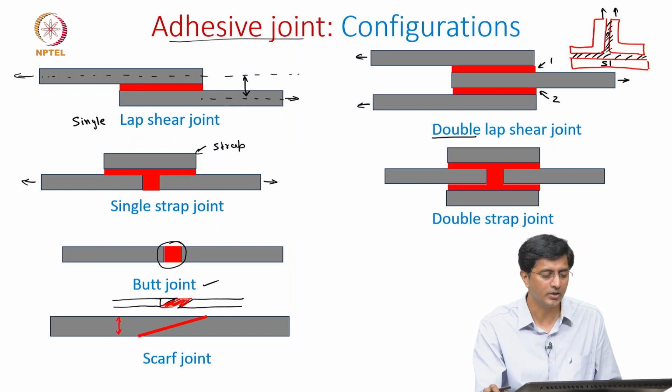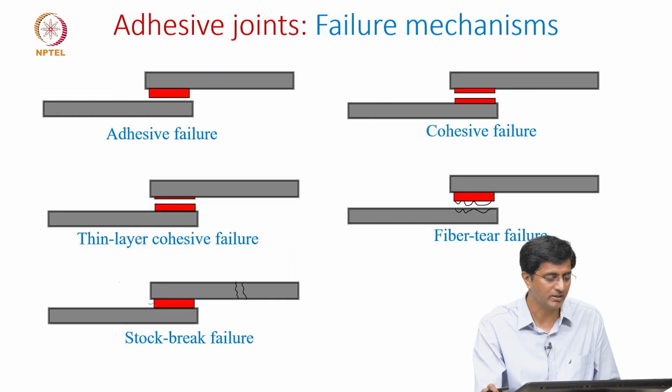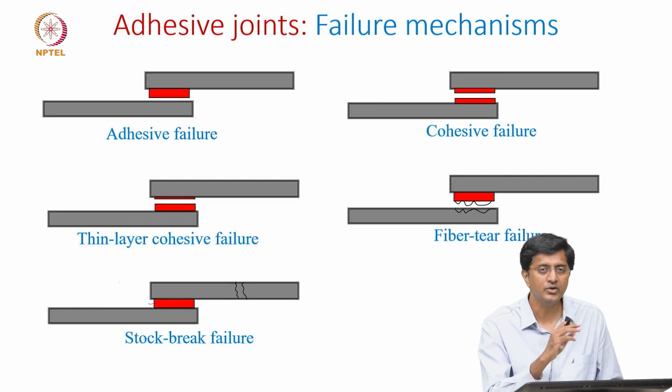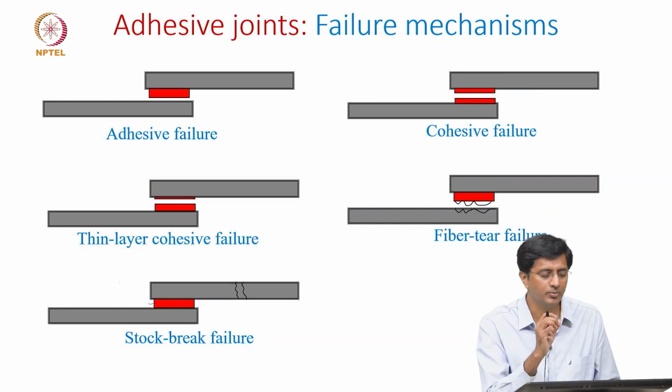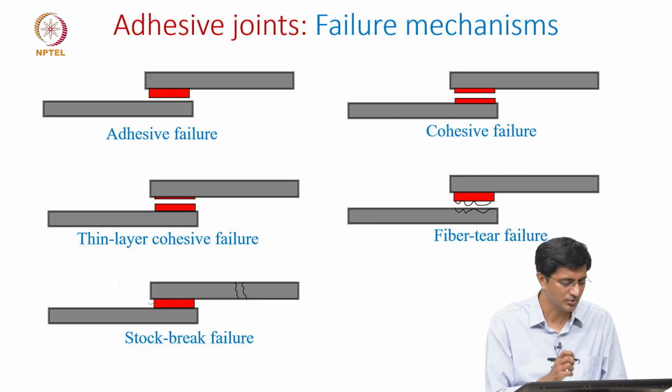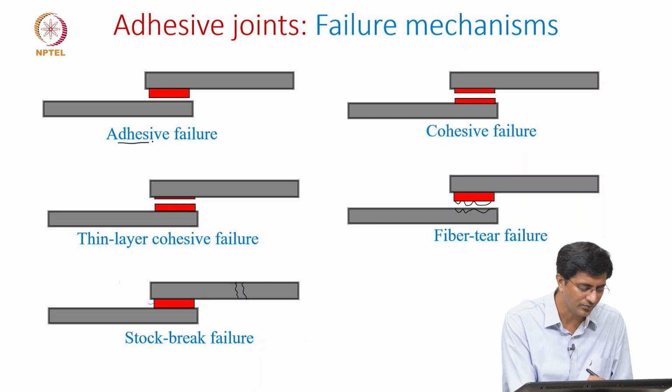Lastly, we will also look at the common failure mechanisms we observe with adhesives. So the failure of these joints can happen in multiple fashions. We'll now focus on different failure mechanisms we see in these adhesive joints. To start with is the adhesive failure.